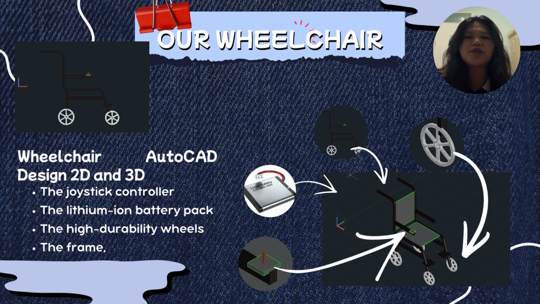The joystick controller allows users to control movement easily and accurately. The lithium-ion battery pack is lightweight, long-lasting, and powers the motor efficiently. The high durability wheels provide good grip and can rotate 360 degrees, making the wheelchair suitable for different surfaces. Lastly, the frame, made from chromoly steel, forms the main structure of the wheelchair and provides high strength while remaining lightweight.